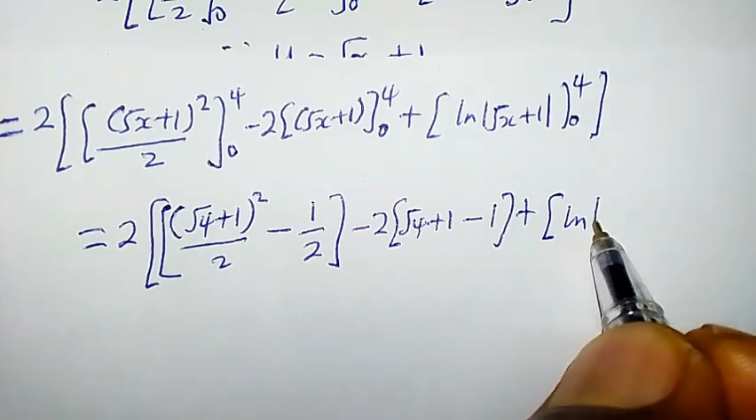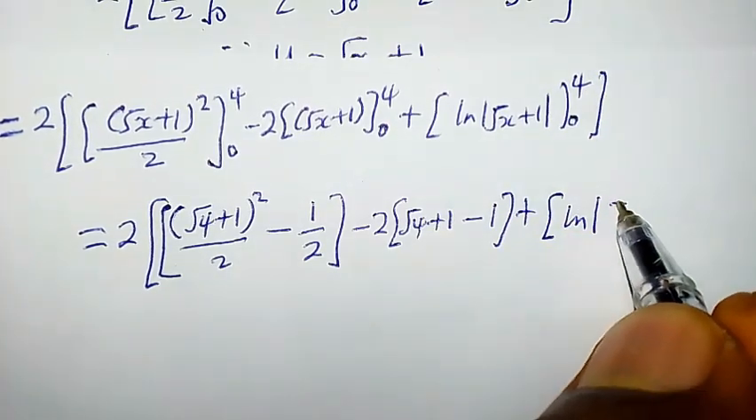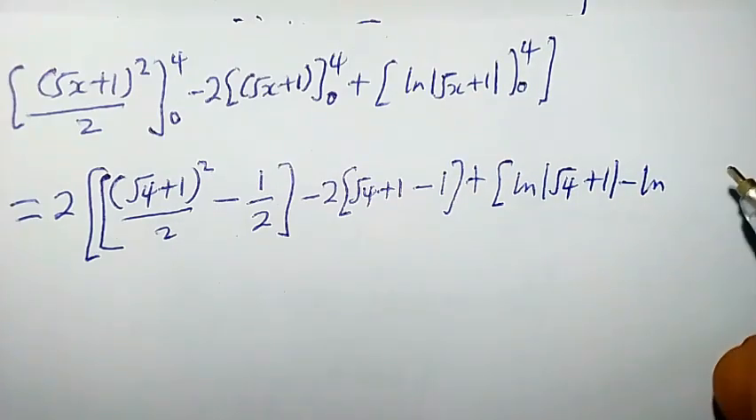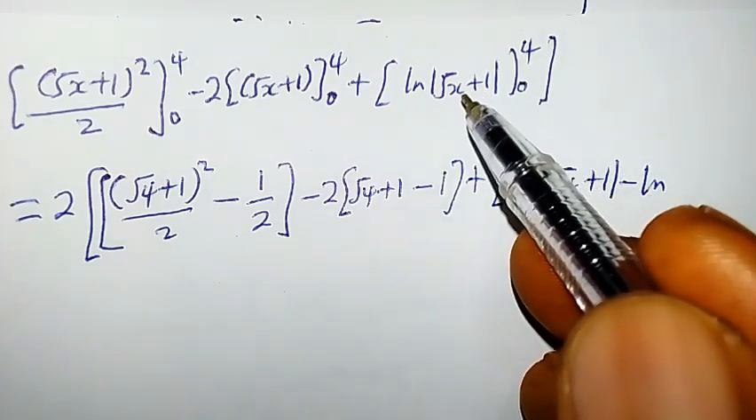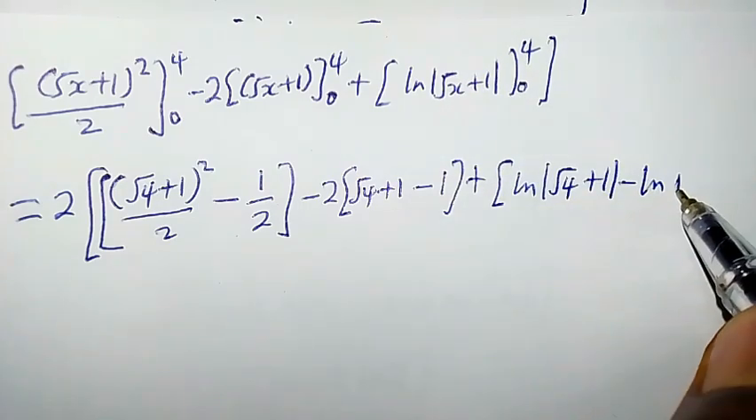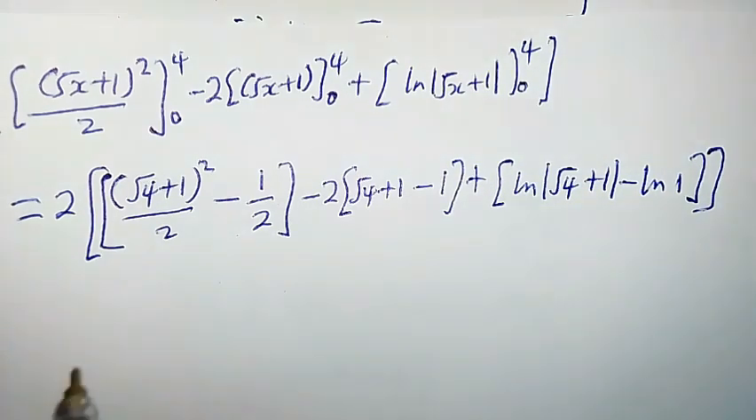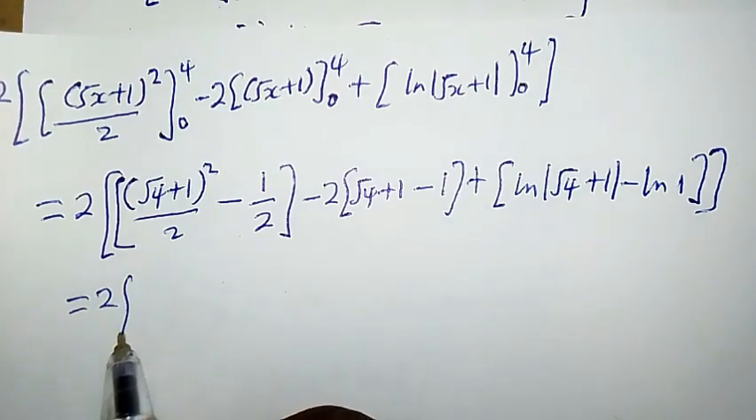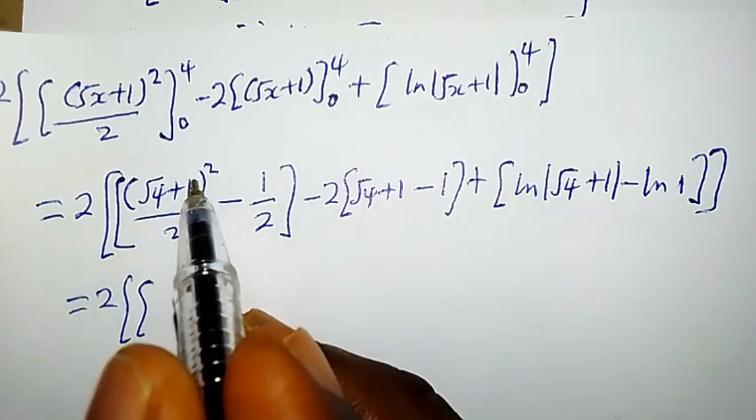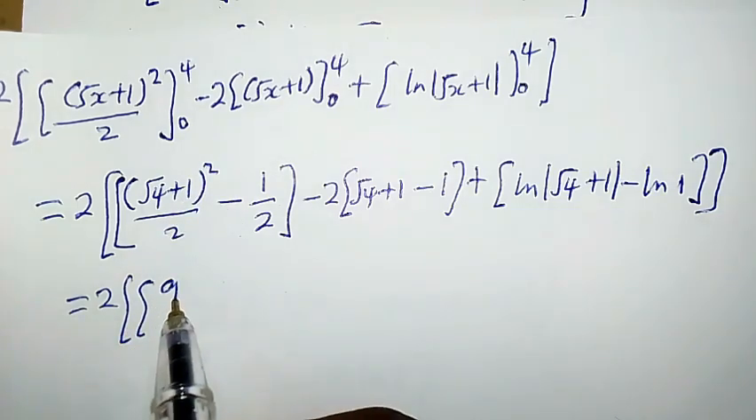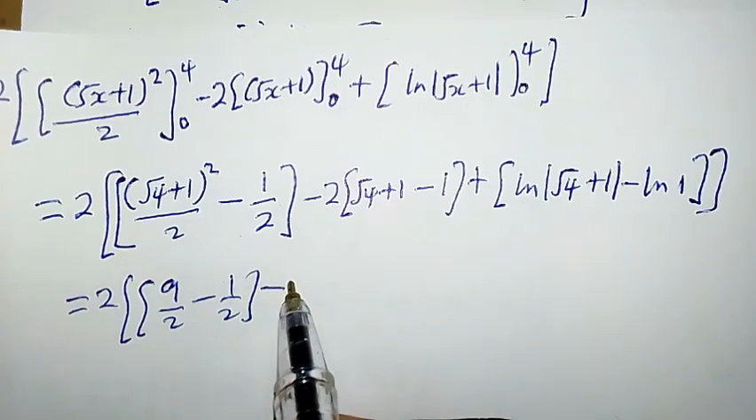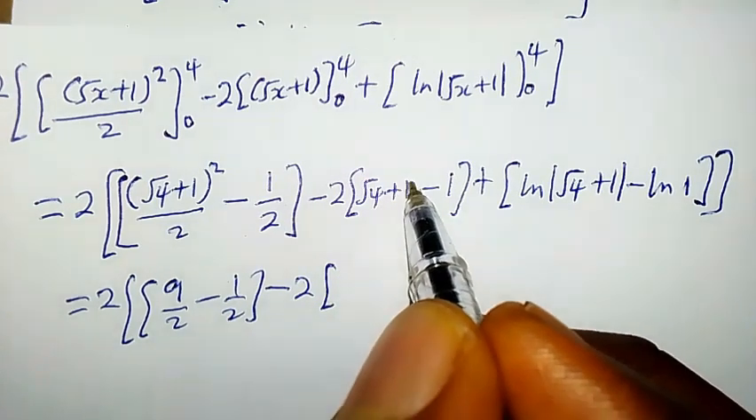ln of absolute value of this upper limit. So we have square root of 4 plus 1 minus ln of, if we plug this lower limit into this, we're going to have square root of 0 plus 1. So this becomes 1. Close the bracket. Let's proceed further. This is equal to 2 into square root of 4, that is 2. 2 plus 1, that is 3. 3 to the power of 2, that is simply 9. So we have 9 over 2 minus 1 over 2. Close the bracket. Minus 2 into 1 minus 1, that is 0.